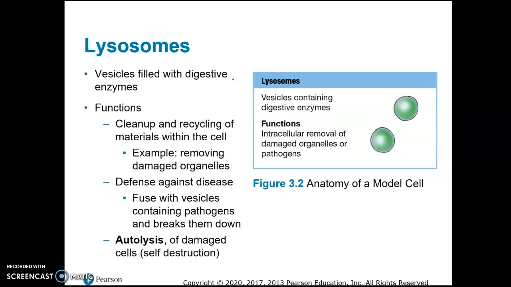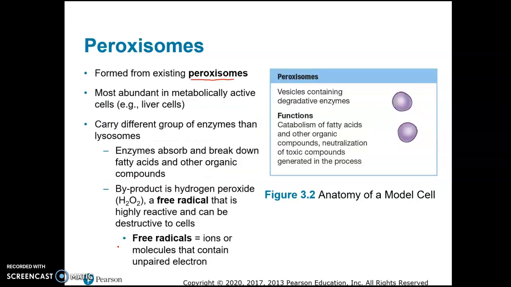That was on the previous page. Lysosomes can function in cleanup and recycling of materials, removing damaged organelles. Also, what we call apoptosis, where cells are programmed to die whenever they don't function, whenever there's something wrong with them. The role that lysosomes play is called autolysis, which means self-destruction.